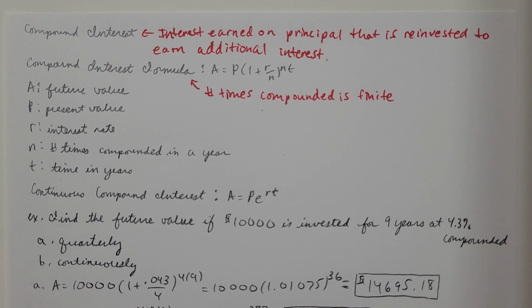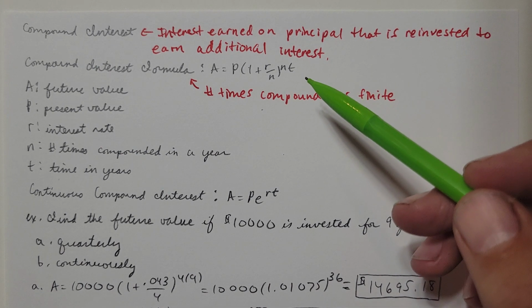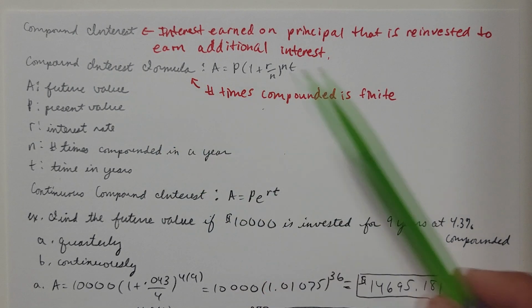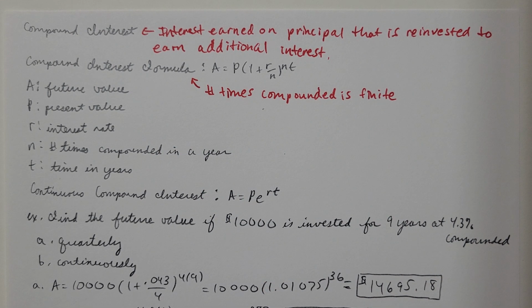Okay? We have the compound interest formula. A equals P times the quantity 1 plus R over N, to the NT power. A represents the future value of a loan. So it's how much money you're going to have later on if you just let that money sit there. P is called the principal, or sometimes we call it the present value. So it's how much money you have now.